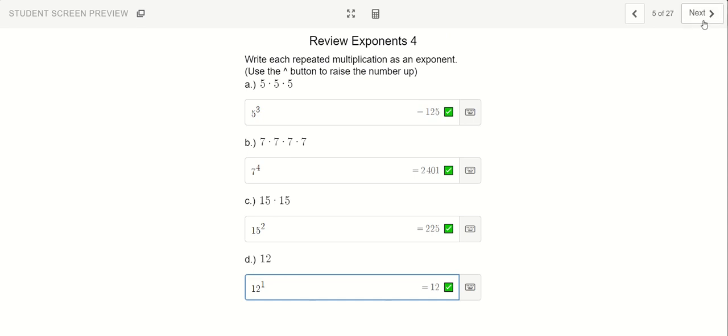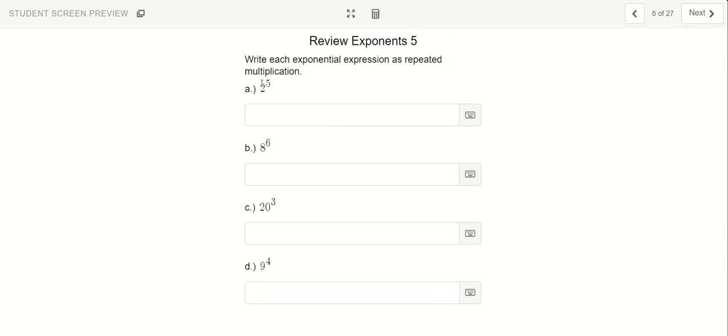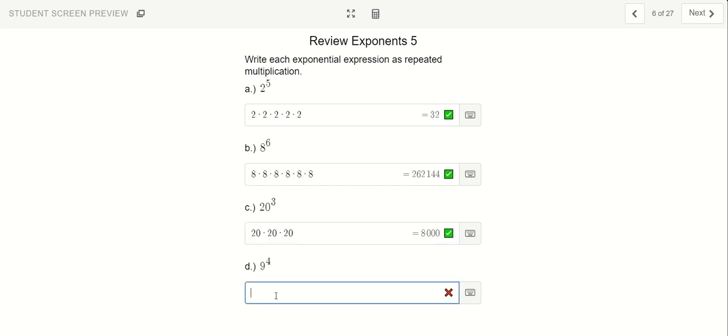For this last part, let's go backwards. Here we have our exponent expression, and I'm going to write it as a repeated multiplication problem. I'm starting with 2, and there's going to be 5 of them. Here's going to be 8 and 6 of them. Here's 20, 3 times. And then 9 to the 4th power, repeated multiplication: 9 times 9 times 9 times 9.